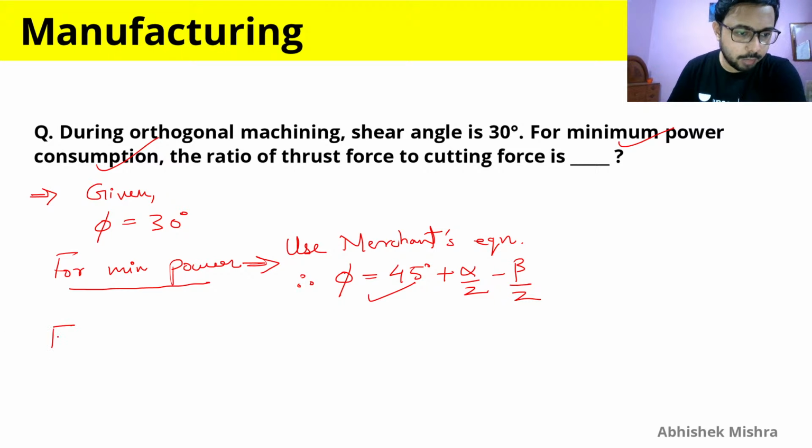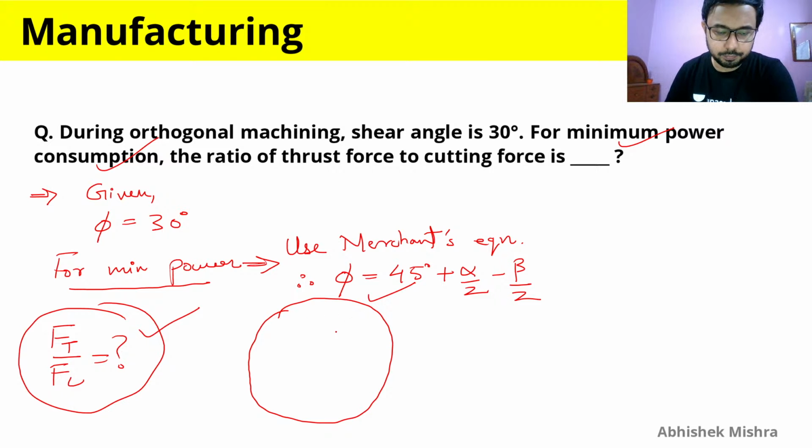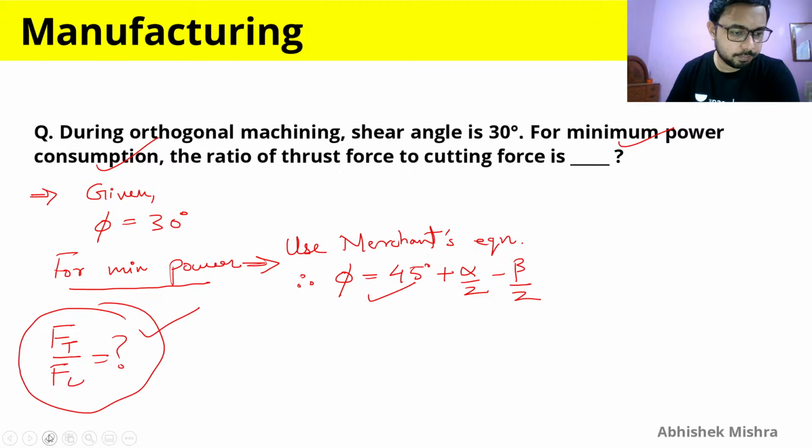So in the question we have to simply calculate the thrust force to cutting force ratio, and to calculate this ratio I will just simply draw the merchant circle, and in that merchant circle you can see how easily we can calculate the answer. So let me just erase it. So this is your tool.